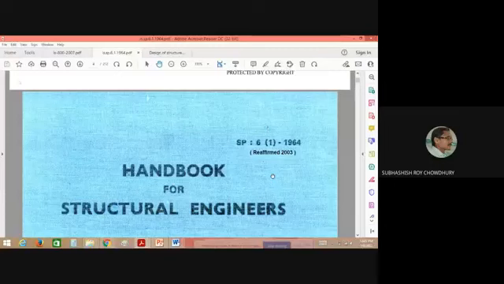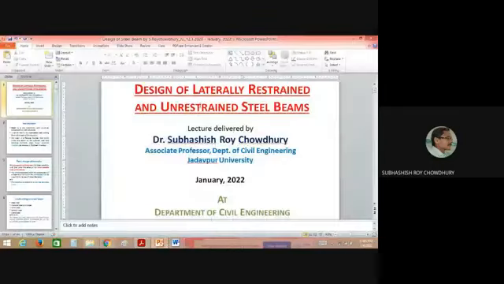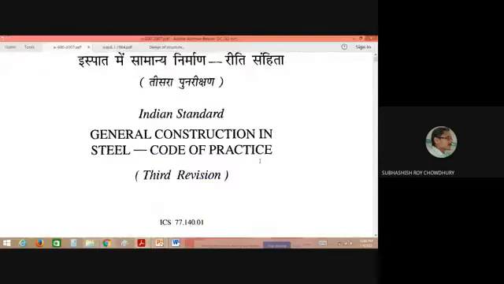From the next class onwards, I will start designing this particular part: the design of laterally restrained and unrestrained steel beams. I will start this part with the help of the IS 800 code, how it can be designed. So let us come to the end of the class today.